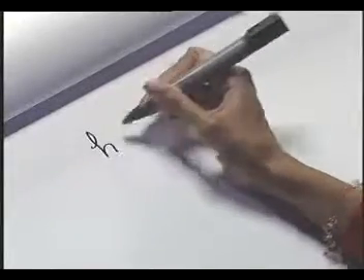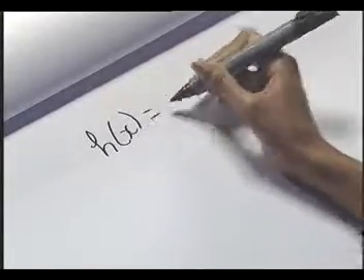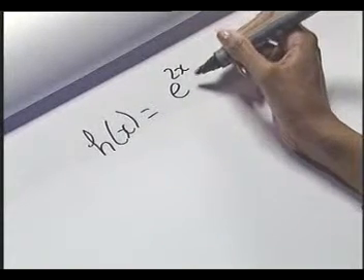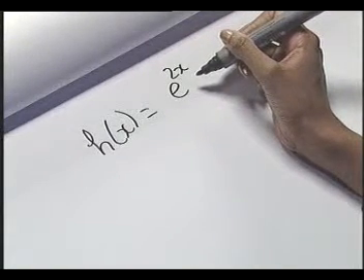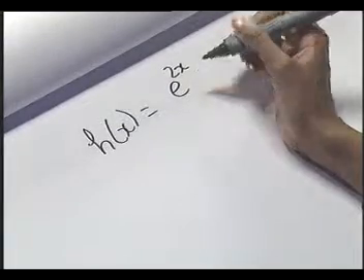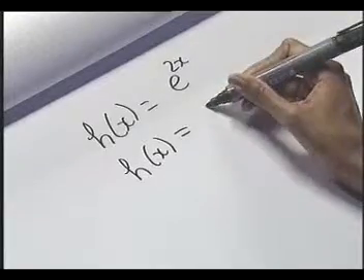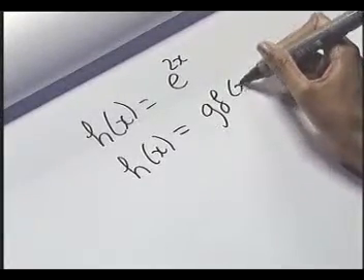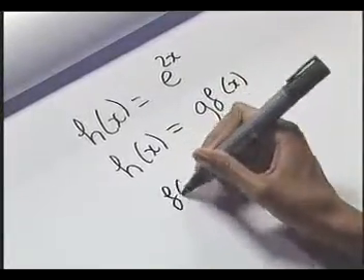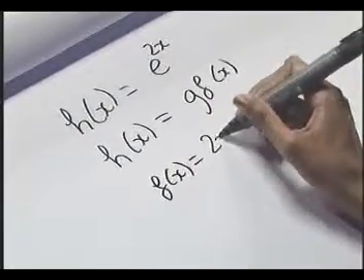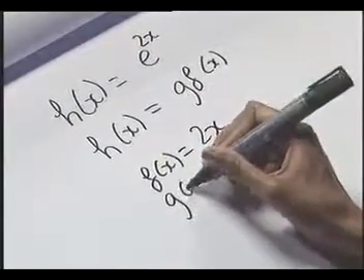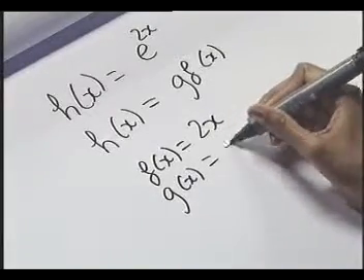Now we've looked at how to compose functions, we'll look at how to decompose functions. If I have a function like h of x equals e to the 2x, we've already seen that we can write h as a composition of two functions. h of x was equal to g f of x, where f of x was 2x, and g of x was e to the x.